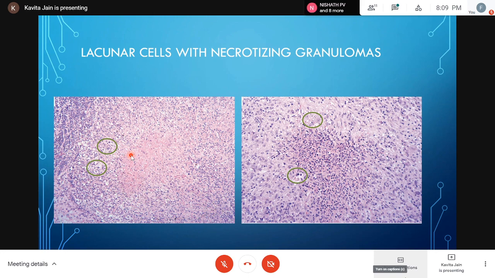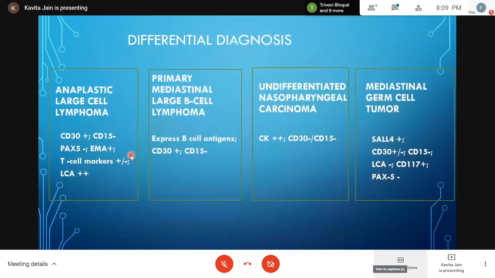So no harm in putting a CD30 and CD15 in these cells, so that we are absolutely sure that at least in the biopsy which we have received, we have not found any RS cells. I did the same for this patient, and luckily, at least in that true-cut biopsy, there were no CD30 positive cells, although I was a little jittery before just ruling it out. So what are the differential diagnoses?